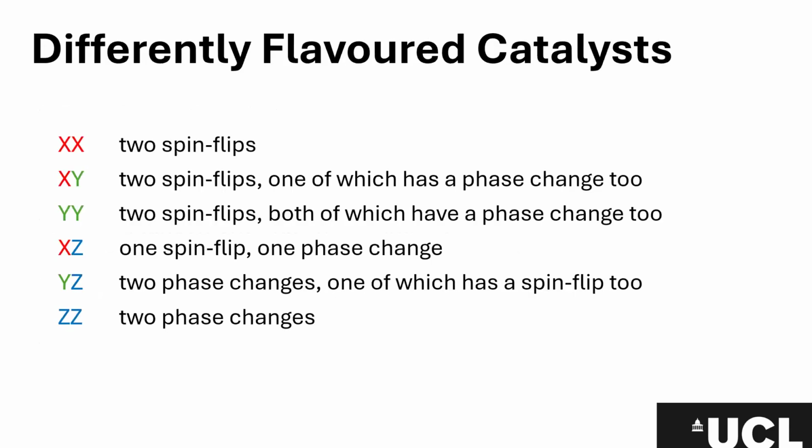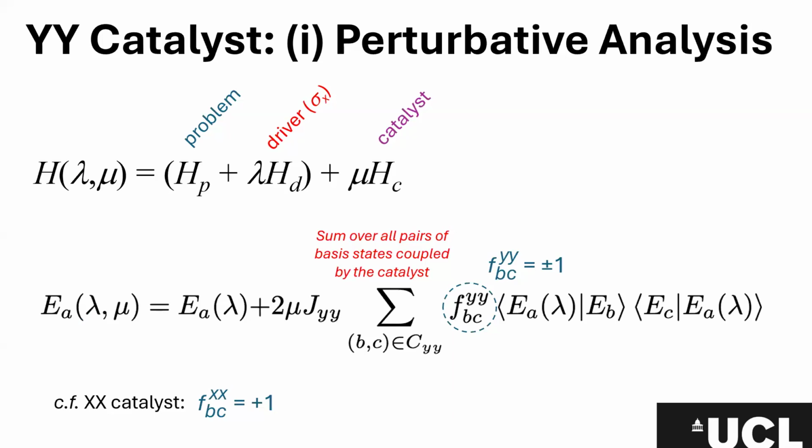So the basic idea is that, of course, an X Pauli gives you a spin flip. If you've got a Y Pauli, that gives you a spin flip and a phase change. And the Z Pauli just gives you a phase change. So depending on which Pauli you're using, you can get different phenomena. And the question now is, how does that affect our perturbative analysis?